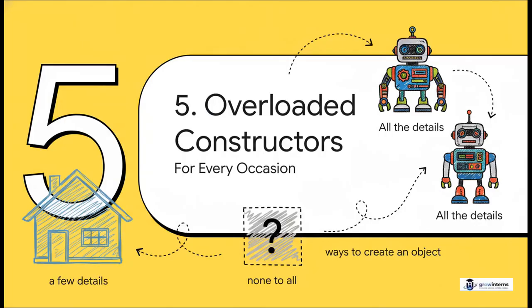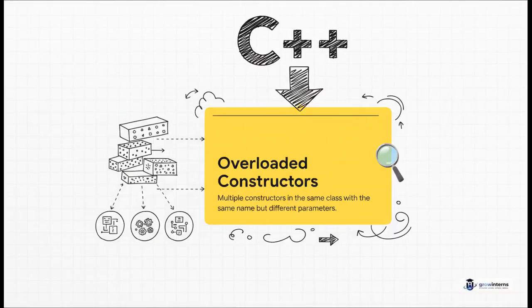But what if you need different ways to create an object? You know, maybe sometimes you have all the details you need, but other times you've only got a few, or maybe even none at all. This is a super common need in real-world programming. This is where overloaded constructors come into play. You can actually define multiple constructors in the same class. The only rule is that their parameter lists, what we call the function signature, have to be different. This gives your class an incredible amount of flexibility.